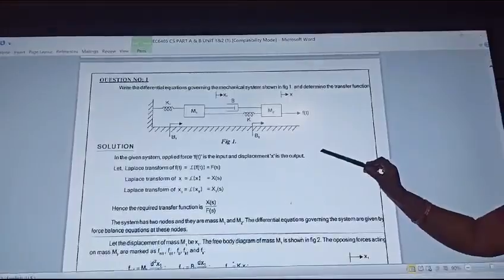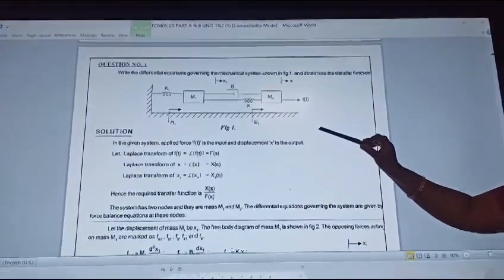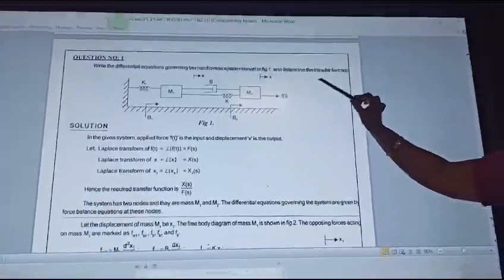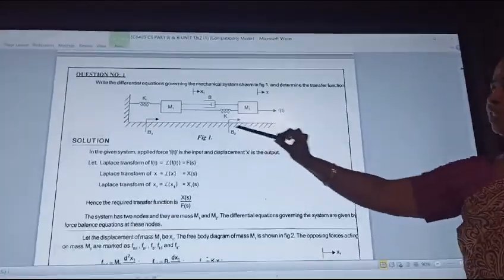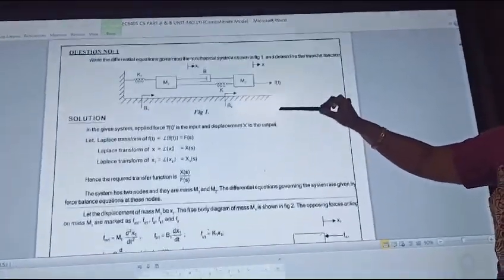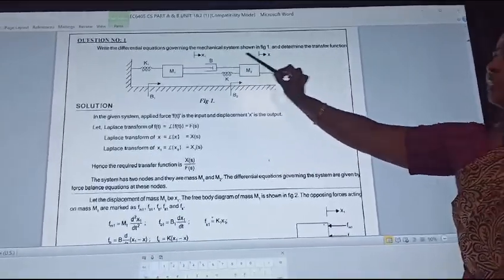Dear students, we will see a mechanical translation system problem. To find the transfer function of a mechanical translation system, we have to determine the transfer function of the mechanical translation system. This is your aim. So this is a different translation system given.